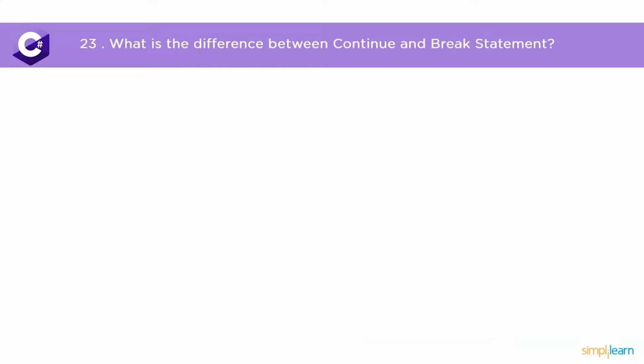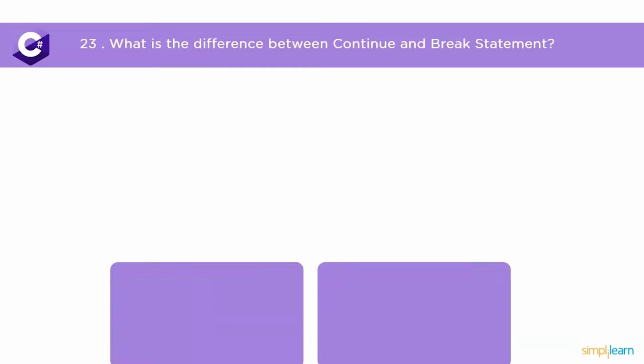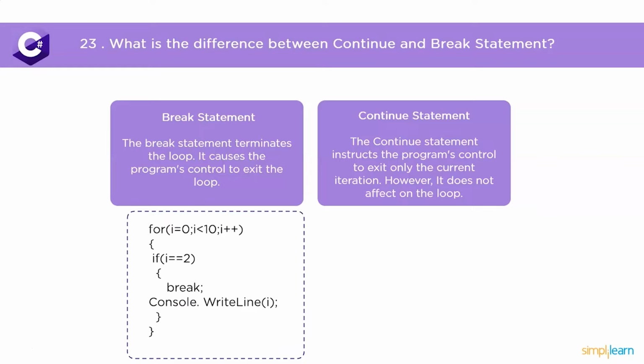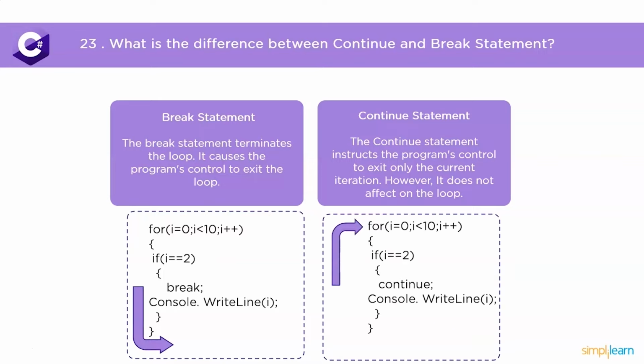The following question is, what is the difference between the continue and break statements? The break statement terminates the loop. It causes the program control to exit the loop. In contrast, the continue statement instructs the program's control to go only to the next iteration. However, it does not terminate the loop. The following is an example for the break statement, in which the break keyword is used to terminate the loop going from 0 to 10 immediately. The continue block of code is used to skip the current iteration of the loop.